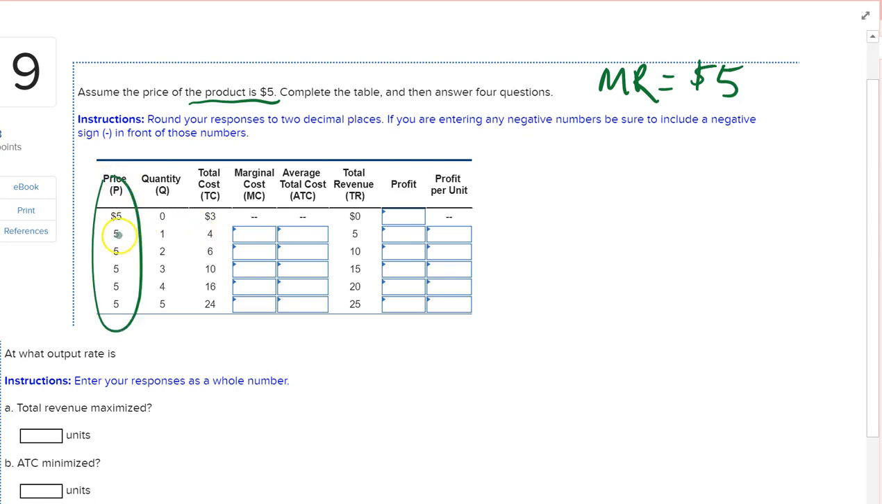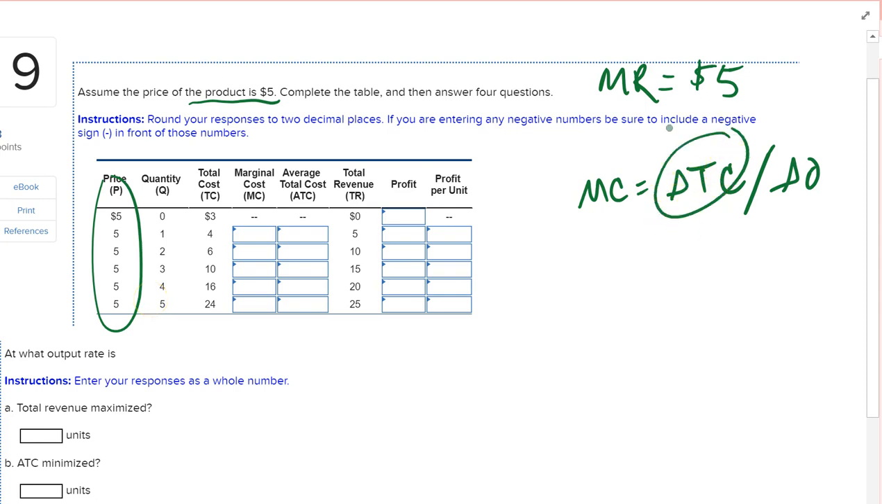So I'm going to calculate my marginal cost, which I'll remind you again, is equal to the change in total cost divided by the change in output. And you can see that the change in output is always 1. So that's not going to be an issue. We're just going to really calculate the change in total cost. And then we'll do average total cost, profit per unit.